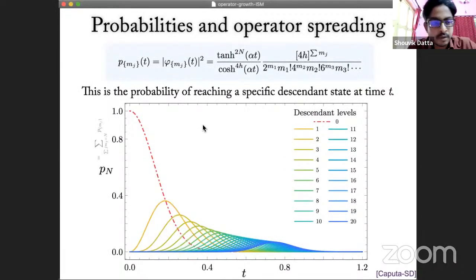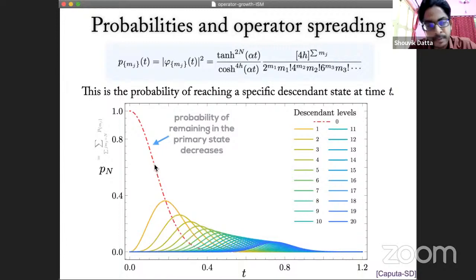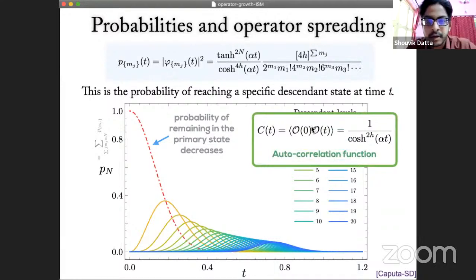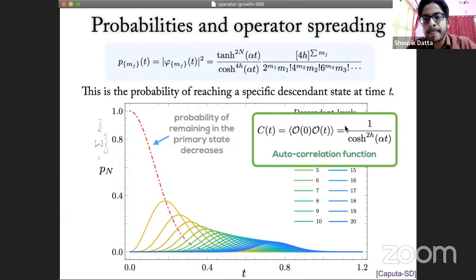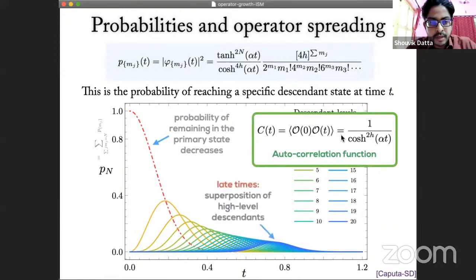One can actually plot these probabilities. The probability of remaining in the primary state decreases exponentially with time. One can also find this through the autocorrelation function. So this is measuring the overlap of the evolved wave function with the original state, and that decays exponentially. And at late times, what we see is that it becomes a superposition of very high level descendants. That's what we see over here.